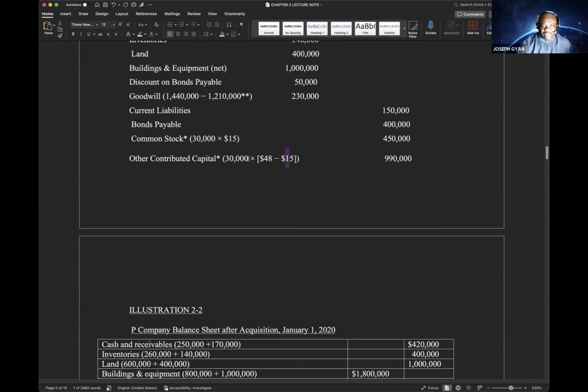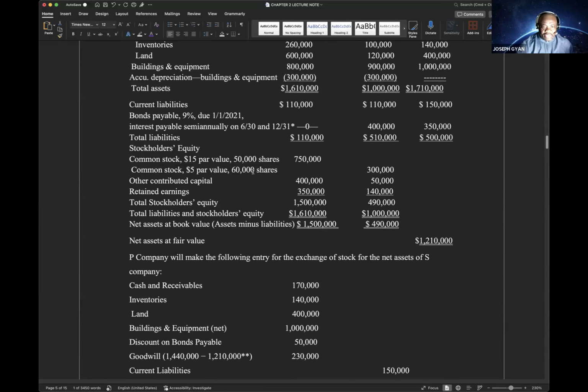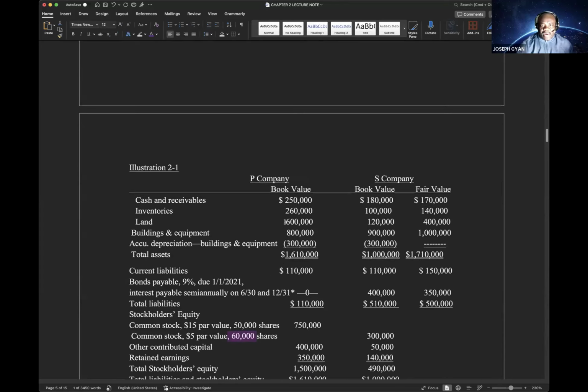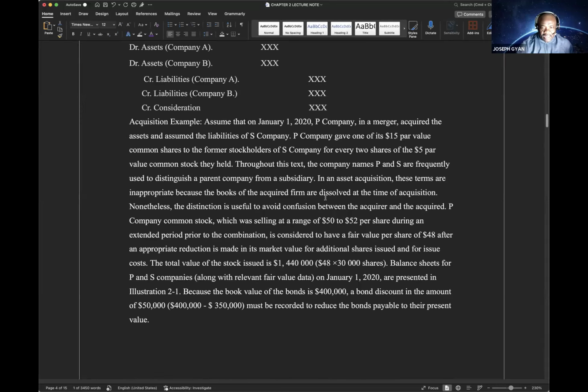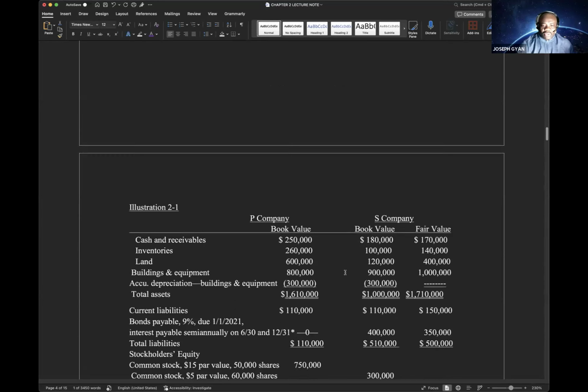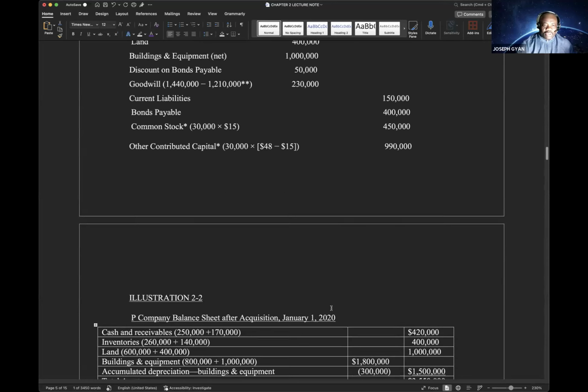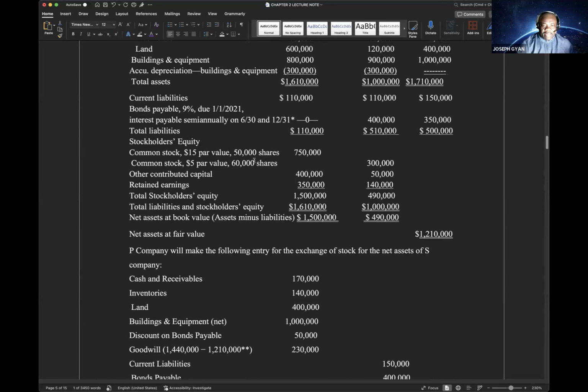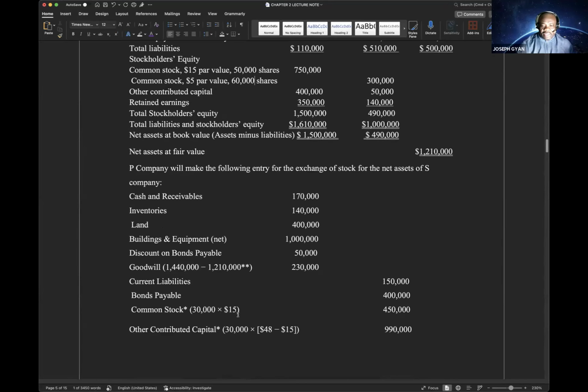Now, the reason why you see these 30,000 shares here is because of this. They say we exchange half. That's what it's saying here: common share of P for every 2 shares that they have in S company. So we divide the 60,000 shares that the S company has by 2. That gives us the 30,000 shares.